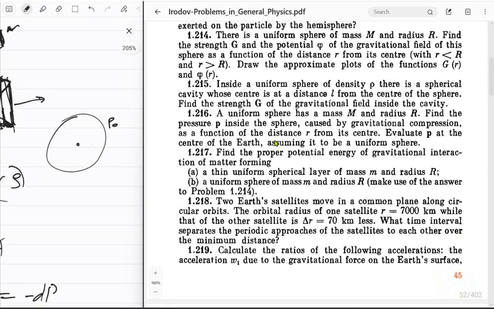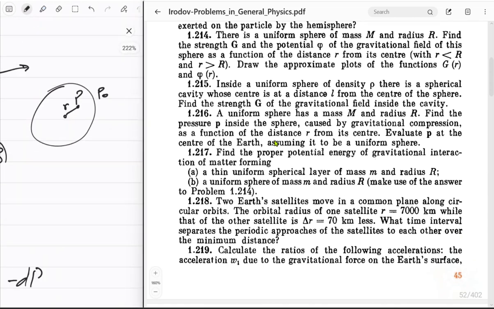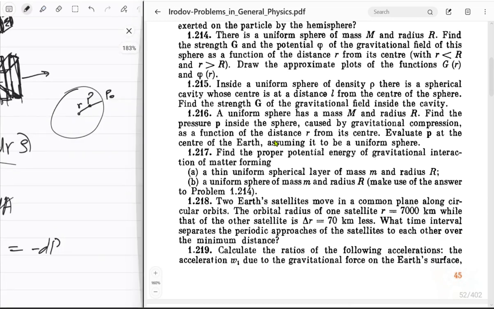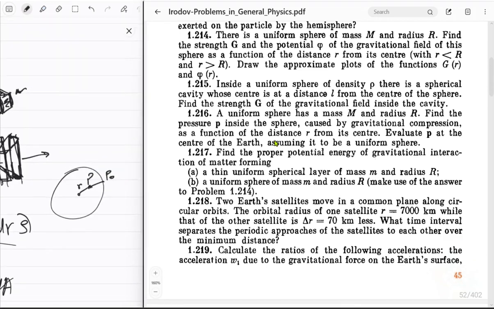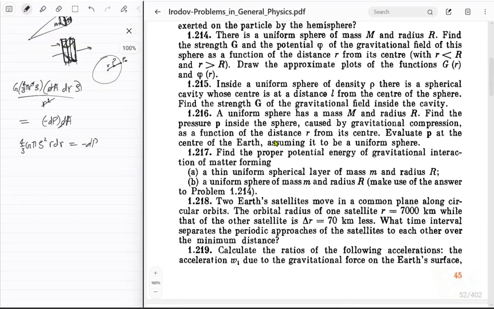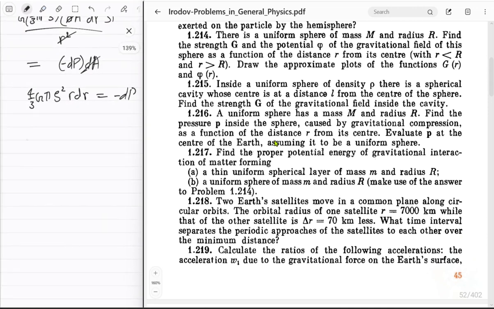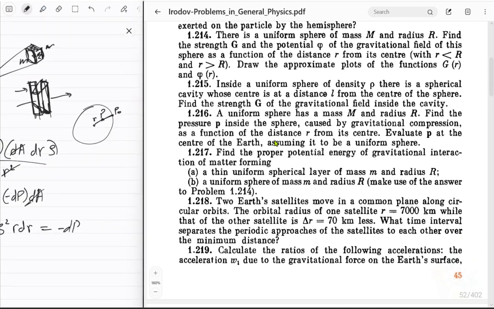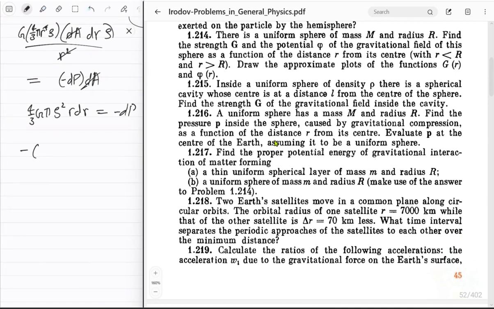And what we want is P as a function of R. So at some R, what is the P going to be, right? So your integration is going from the surface to the point. Or okay, let's do the opposite. So from this point to the surface. So then the integration of negative dp is going to be negative of, so yeah, P naught minus P basically. So that's basically P minus P naught.